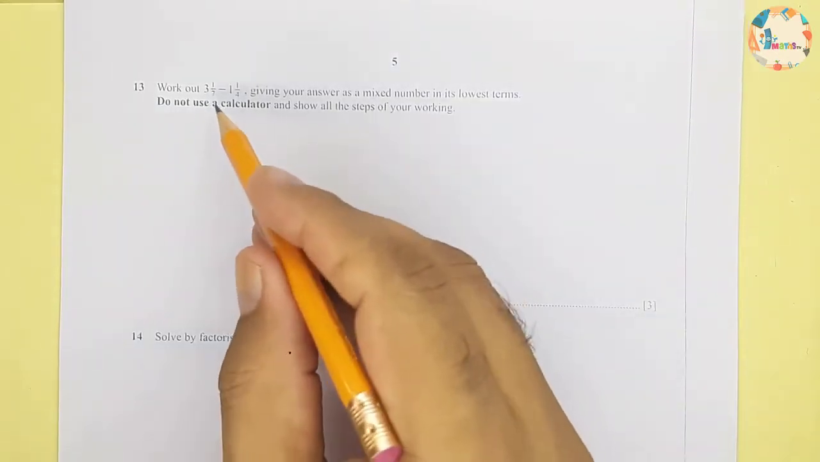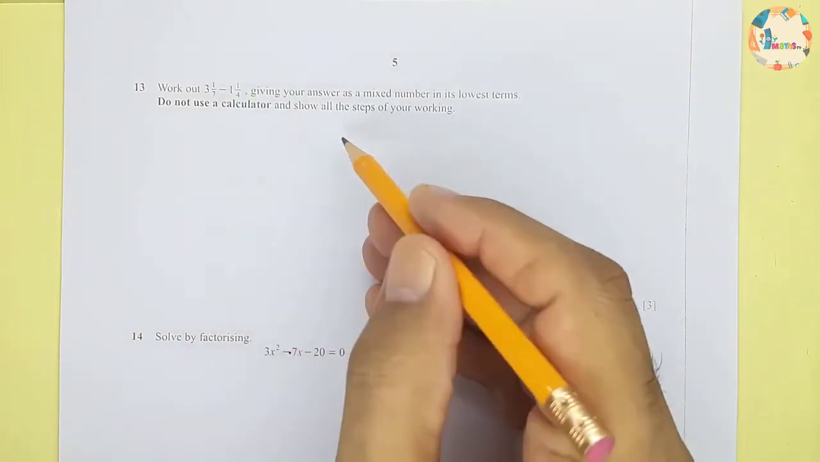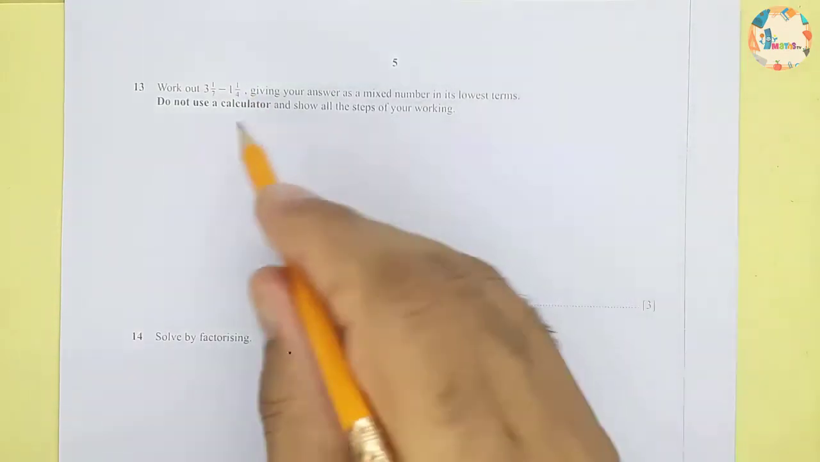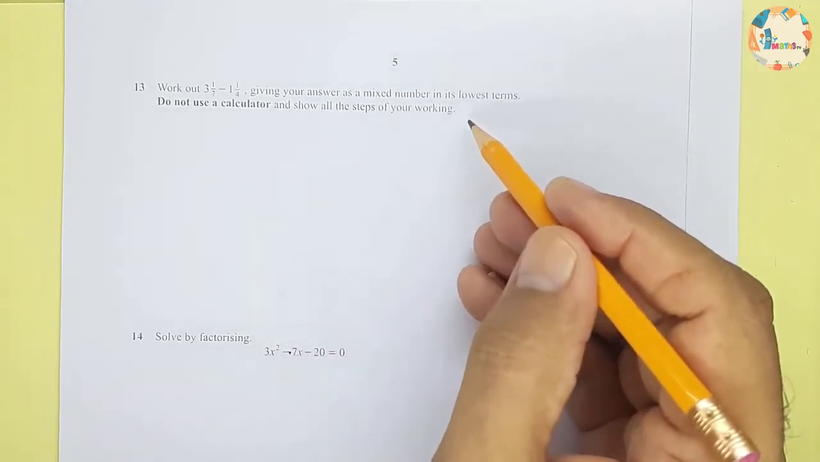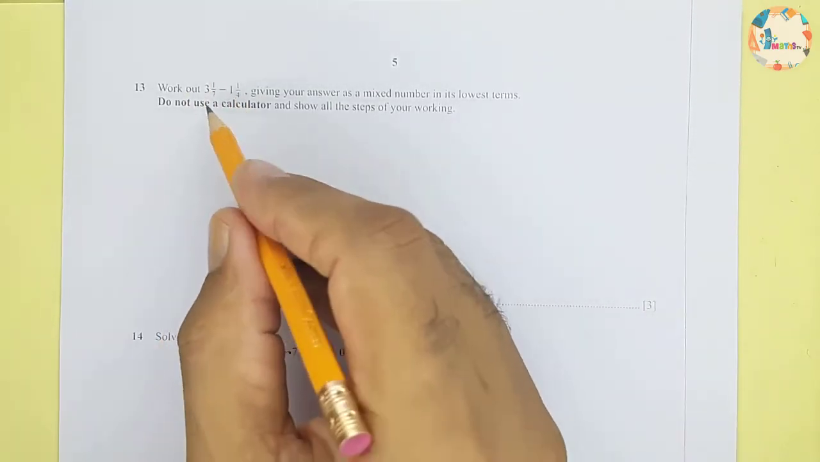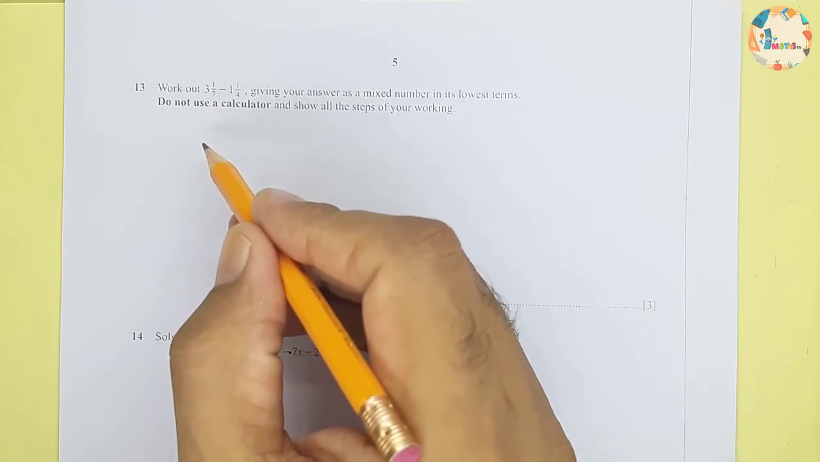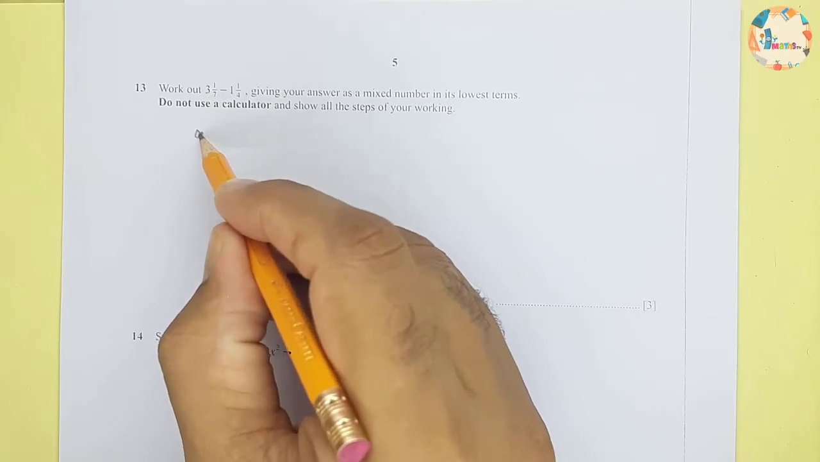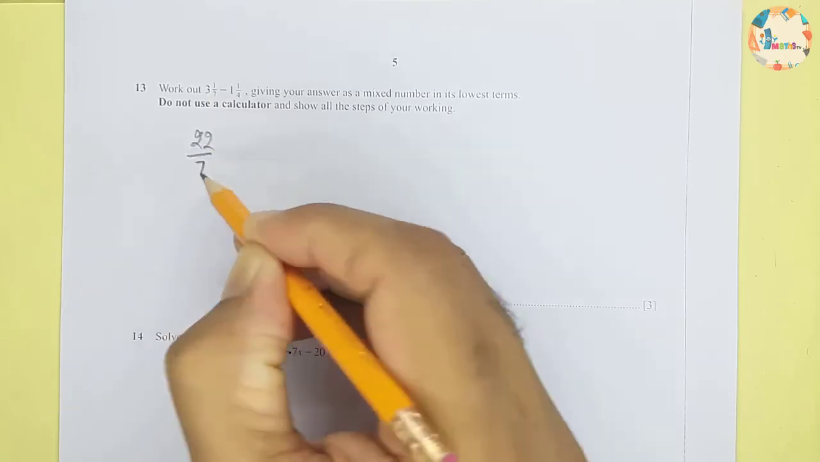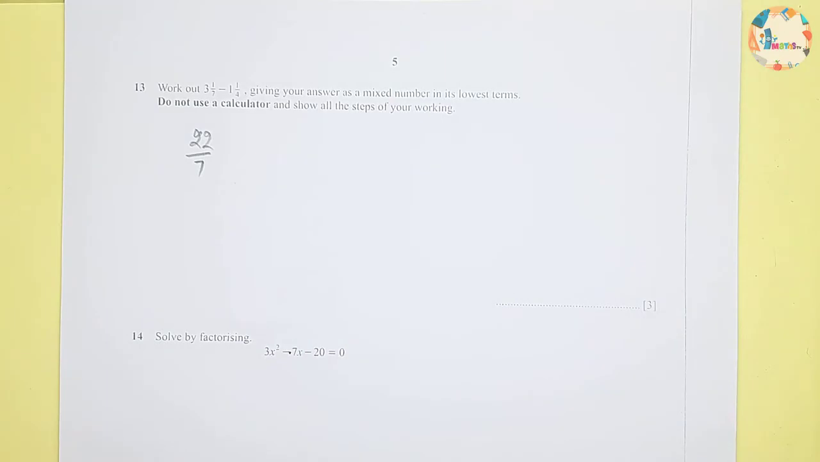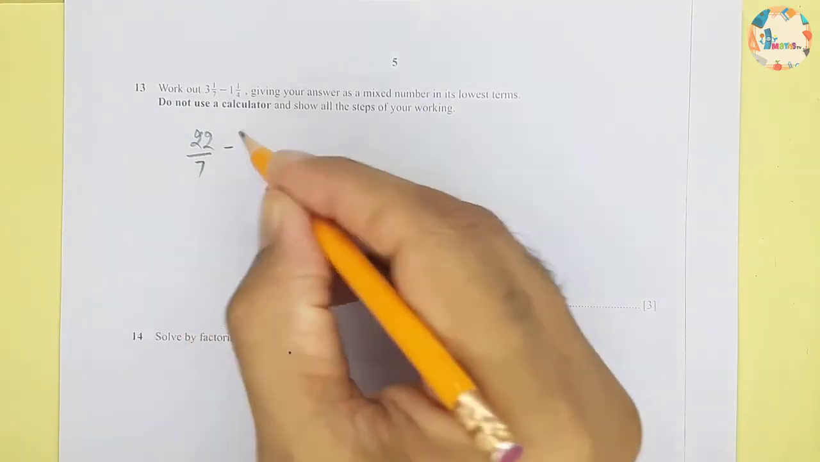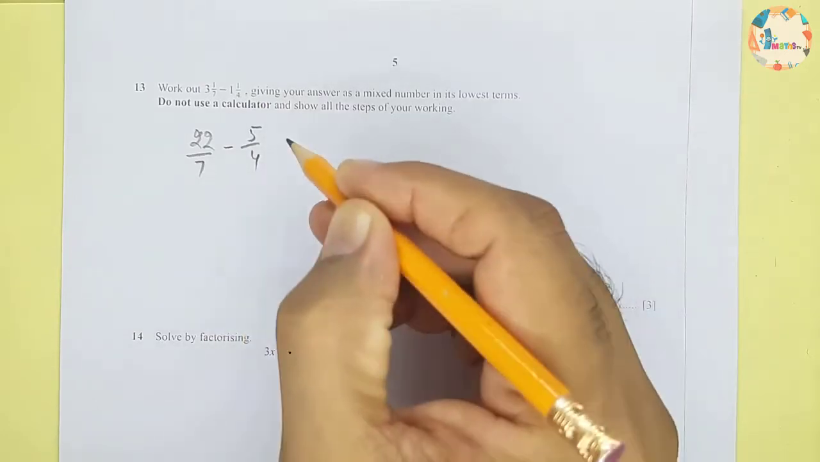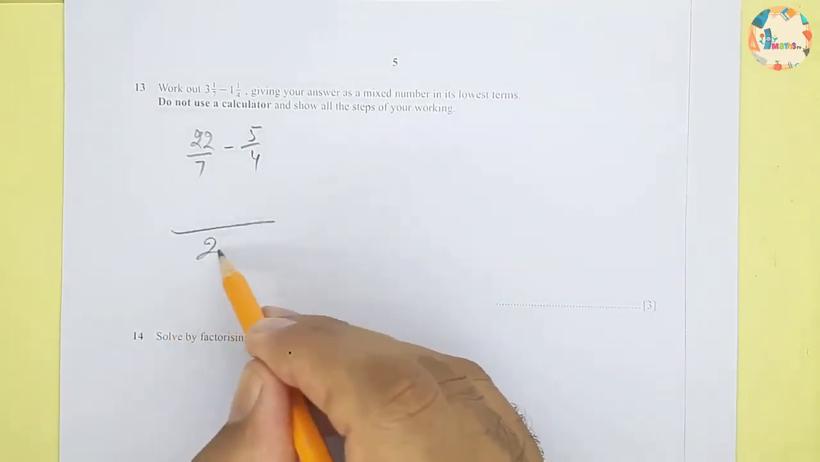Question number 13. Work out 3 whole 1/7 minus this, giving your answer as a mixed number in its lowest terms. Do not use a calculator and show all steps of your working. So we will change the mixed fraction into an improper fraction. 7 3s are 21, 21 plus 1 will be 22. So 22 over 7. And then minus 1 whole 1/4, which will be 4 1s are 4, 4 plus 1 will be 5. So 5/4. And now we can take 28 as the LCM.